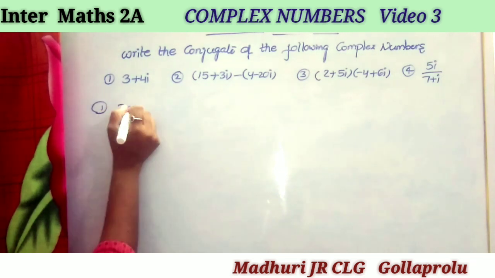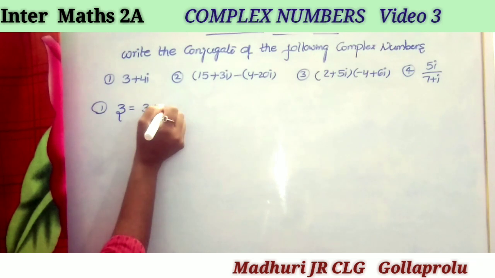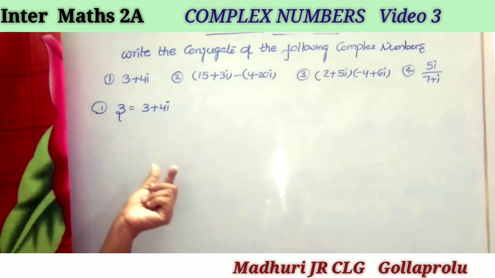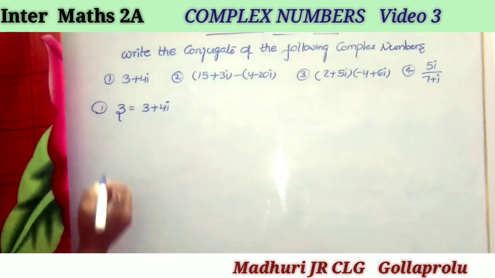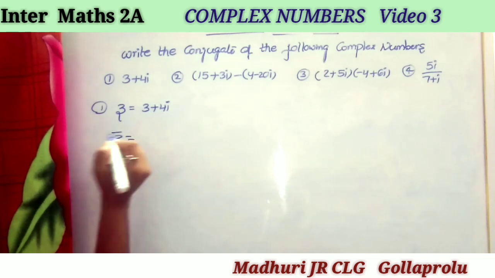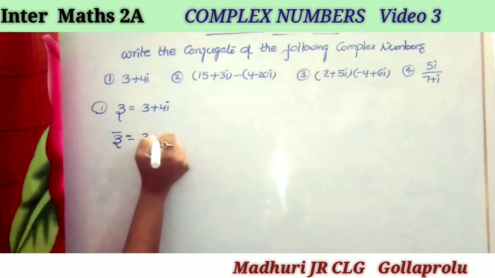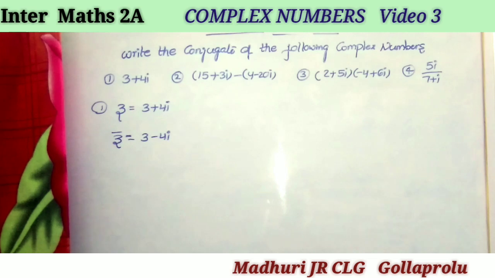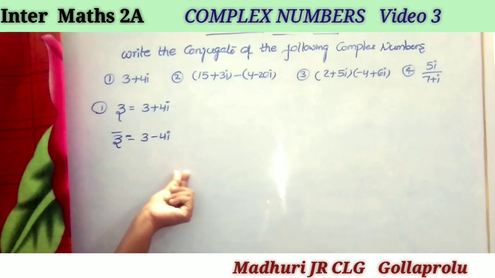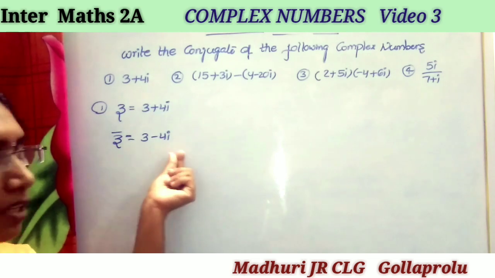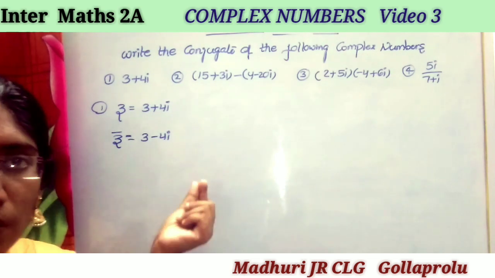So first I take that this is equal to z, that is given that z is equal to 3 plus 4i. Now we want the conjugate of this number. What is conjugate? Conjugate is denoted by z bar, and what is the value of the conjugate? Just simply change the sign of the imaginary part, that is the answer is equal to 3 minus 4i. Okay, 3 plus 4i. What is 3 plus 4i conjugate? 3 minus 4i. Simply change the sign of the imaginary part.